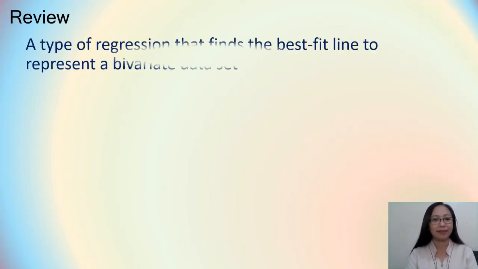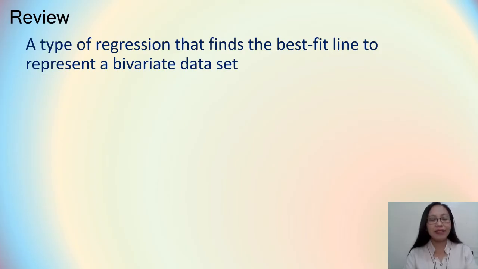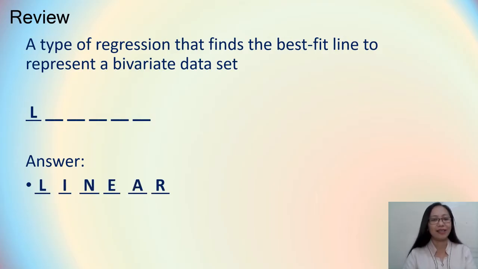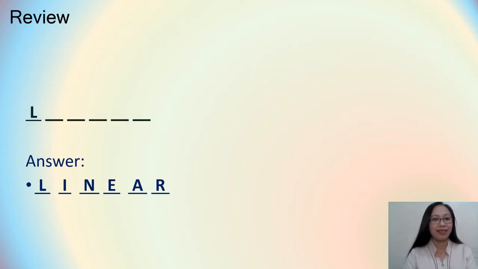You have our third word. It is a type of regression that finds the best fit line to represent a bivariate data. It starts with letter L and it has 6 letters. I guess this word is also very easy. The answer is linear. We're talking about linear regression for today.